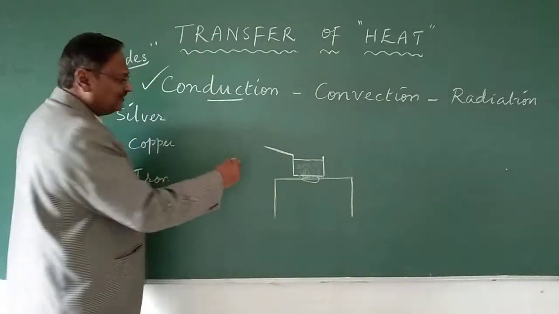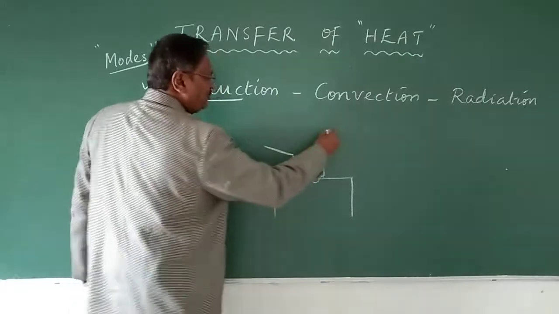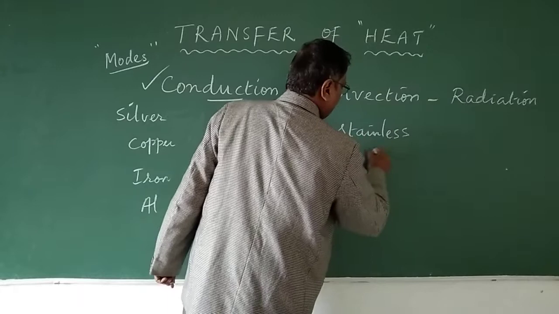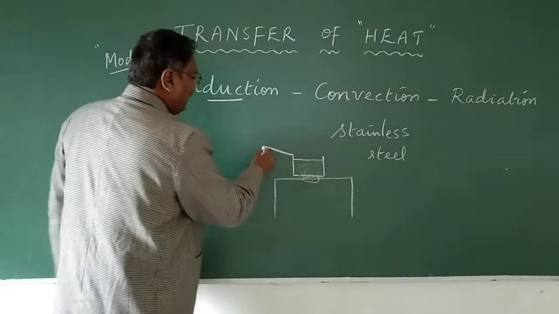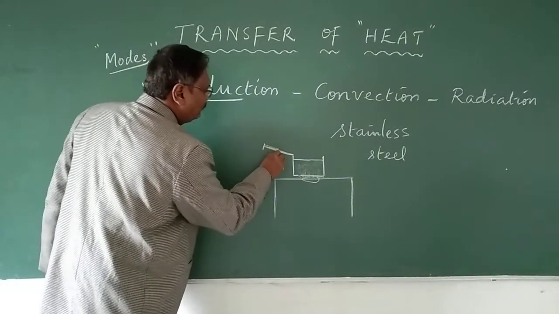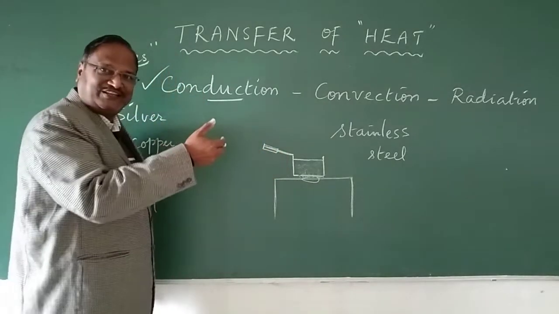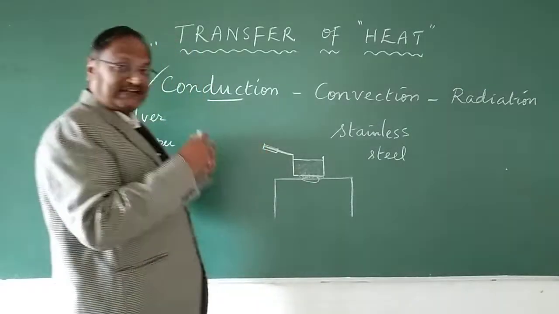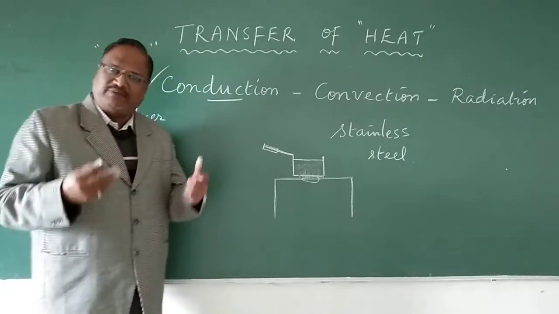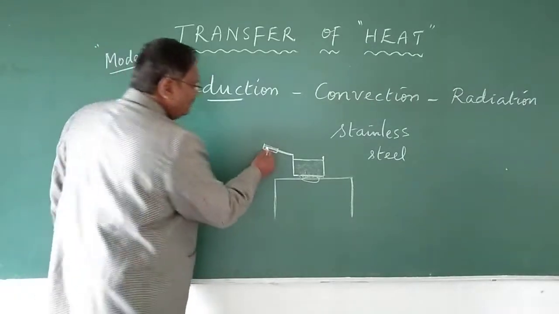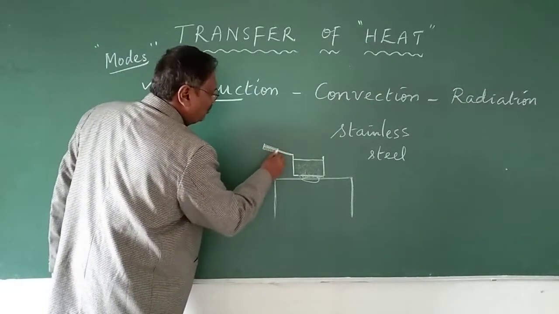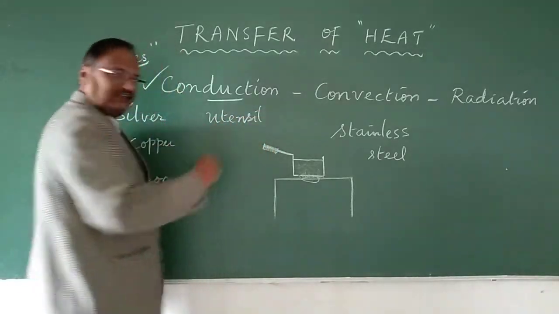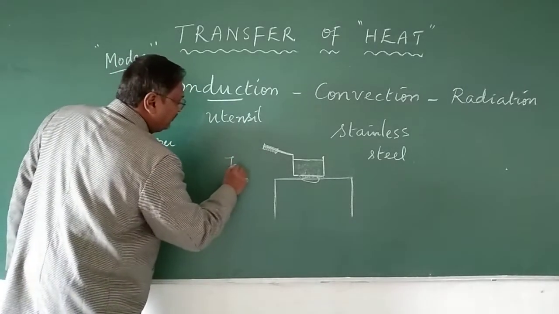Now you'll find that this is also made up of stainless steel. But at the end of it, you will find a black color material. That is nothing but hard plastic, or it can be called bakelite, or it can be wood. Because the handle of this utensil, of the vessel, is made up of an insulator.